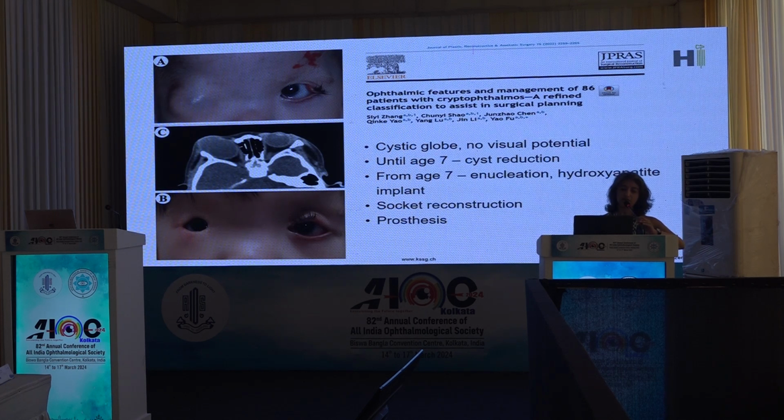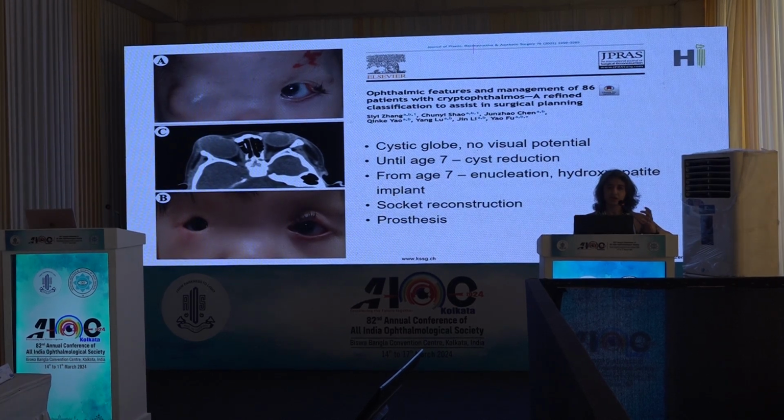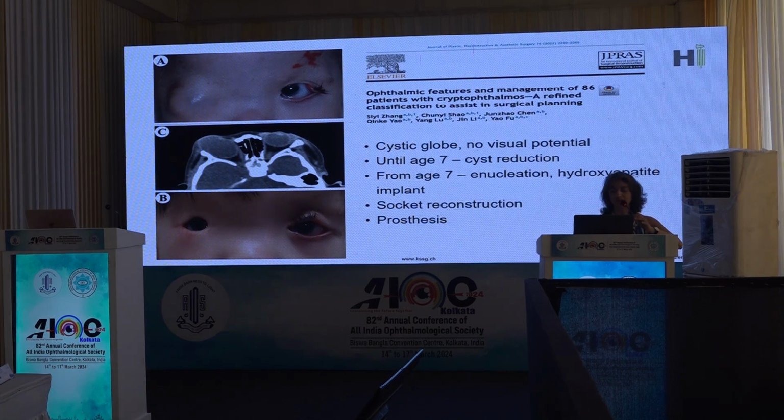With the cystic globe, which doesn't have any visual potential, there is a potential for cosmetic rehabilitation. The authors hypothesized that until the age of 7, cyst reduction should be done, because the cyst in itself is also helping in skeletal growth and growth of the orbit. From age 7, you can excise the cyst and put in an implant, and we can discuss whether it has to be a hydroxyapatite implant. A socket reconstruction can be done with mucous membrane grafting and local flaps for it to be able to hold a prosthesis.